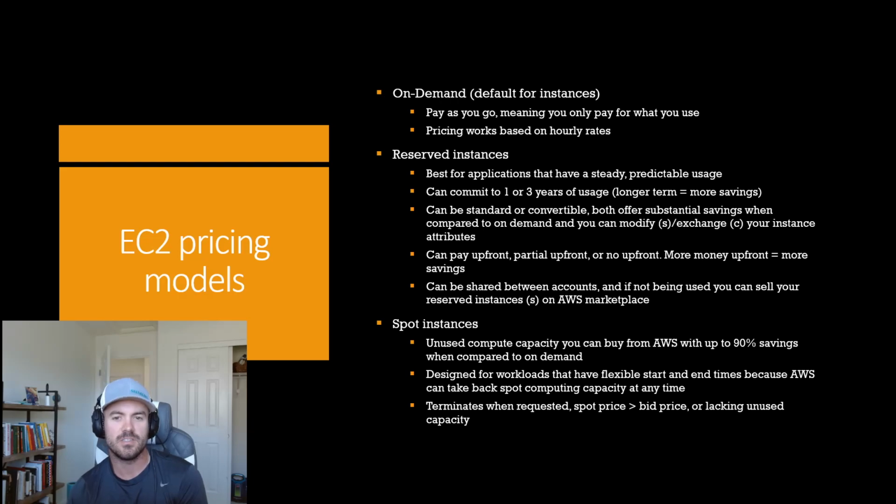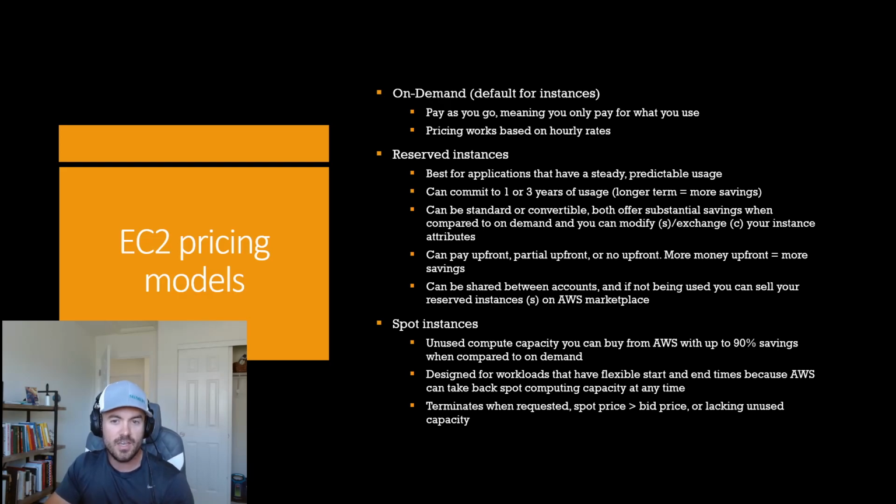These reserved instances can be standard or convertible. Both are going to offer substantial savings when compared to just the on-demand instances, and you can modify the standard reserved instances or exchange the convertible reserved instances, right? So, for example, if you have a standard reserved instance, you can modify some of the attributes of that same instance, but if you have convertible instances, you can just outright exchange that instance for another instance with different attributes, okay?